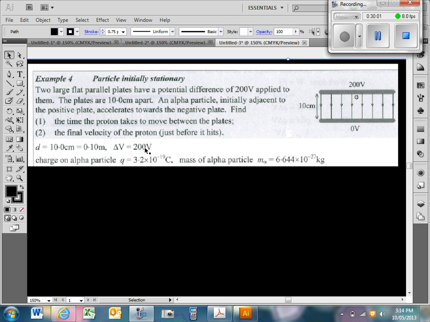They give you delta V, D, and the charge on an alpha particle is 3.2 by 10 to the minus 19. That's two times the charge of a single proton, 1.6 by 10 to the minus 19. And the mass of the alpha particle they give you; otherwise you'd have to add up the masses of two protons and two neutrons. They give it to you just for ease. Do the calculation. Work that out.